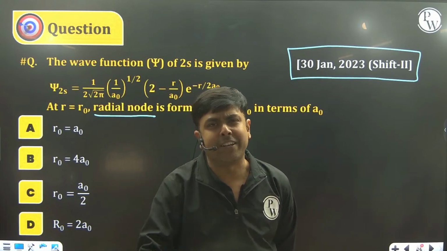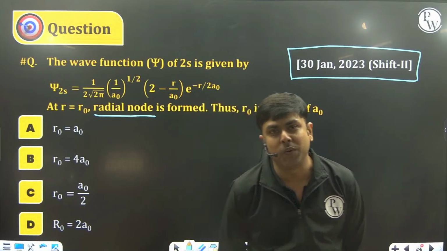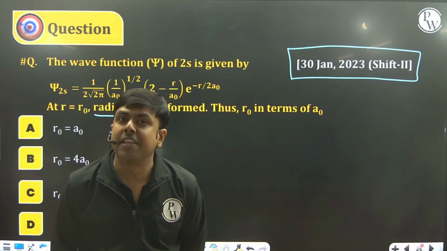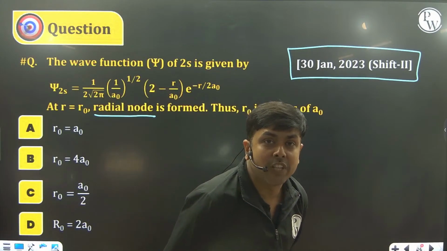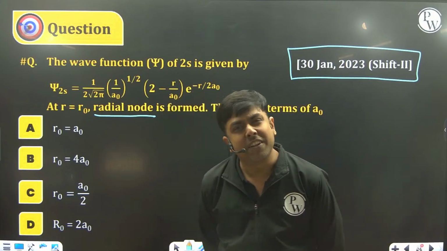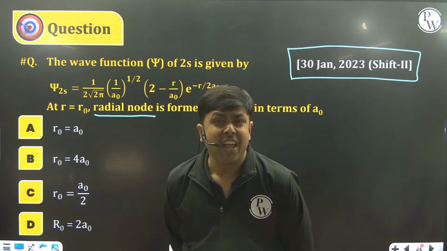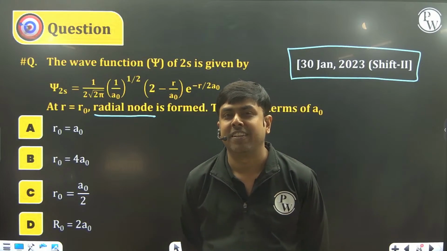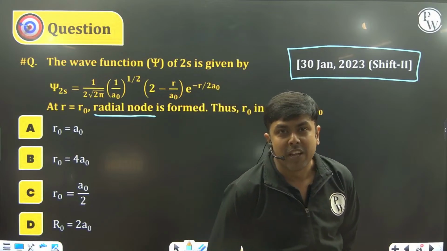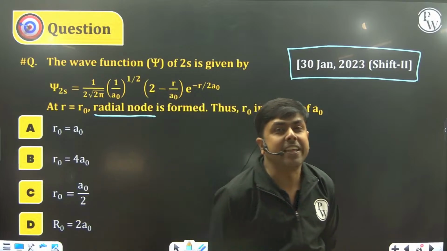What is meant by the term radial node? Node, what is node? The region where the probability of finding the electron is 0. What do we mean by the term radial node? The distance where the radial probability of finding the electron is 0. And what is radial probability? What is wave function? What is radial wave function? What is radial probability? What is radial probability density? Can you tell me?